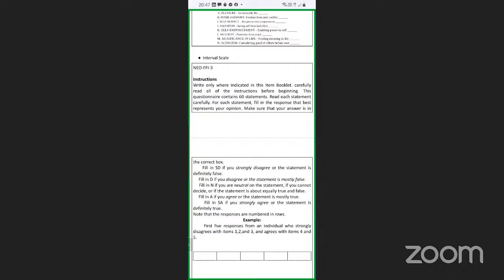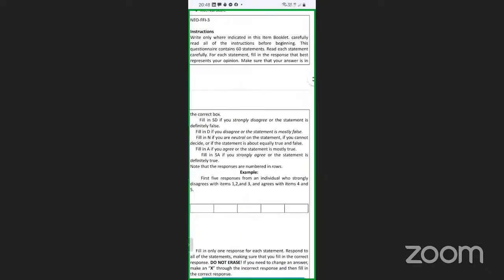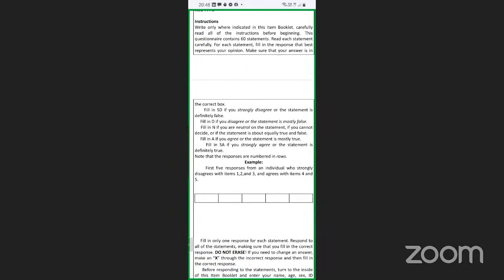Fill in SD if you strongly disagree or the statement is definitely false. Fill in D if you disagree or the statement is mostly false. Fill in N if you are neutral on the statement, if you cannot decide, or if the statement is about equally true and false. Fill in A if you agree or the statement is mostly true. Fill in SA if you strongly agree or the statement is definitely true. Note that the responses are numbered in rows. Example, first 5 responses from an individual who strongly disagrees with item 1, 2, and 3 and agrees with item 4 and 5.